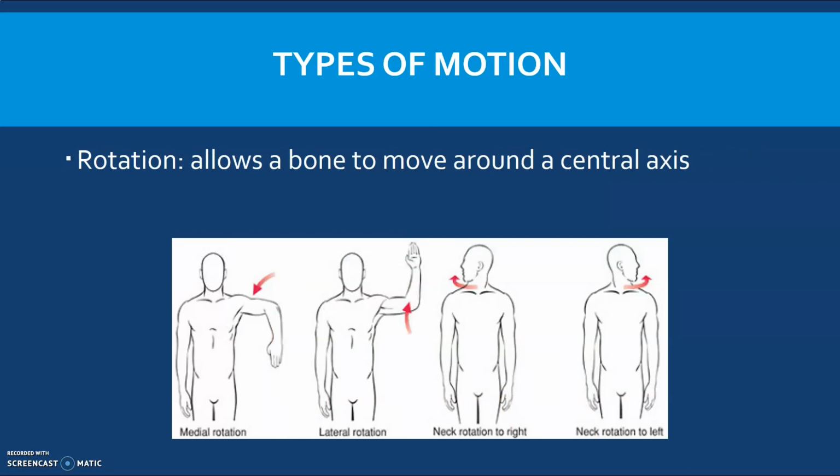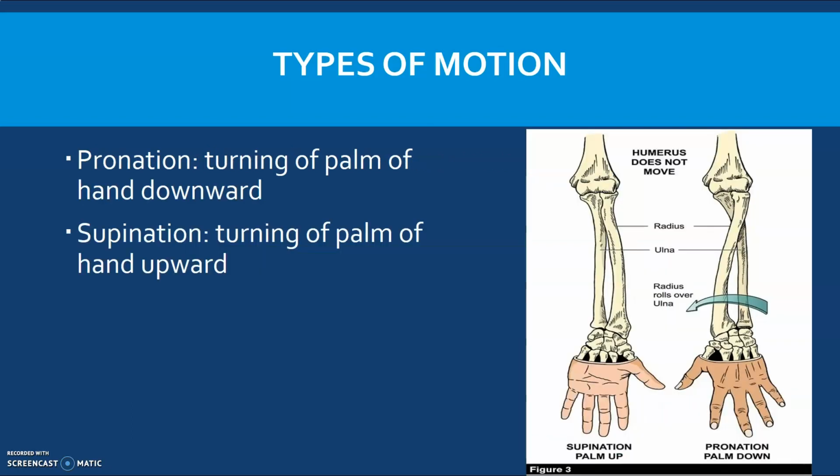Rotation. Rotation allows a bone to move around a central axis. You have medial rotation, you have lateral rotation, and neck rotation to the right, and neck rotation to the left. Pronation and supination are movements of the forearm. With pronation, this is the turning of the palm of the hand downward, and supination is turning of the palm of the hand upward.